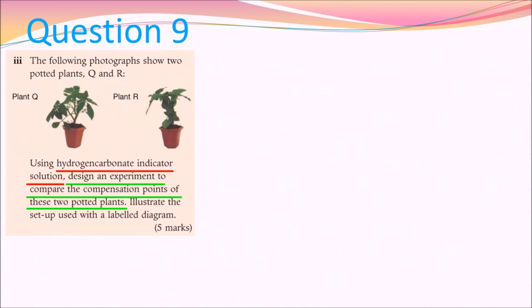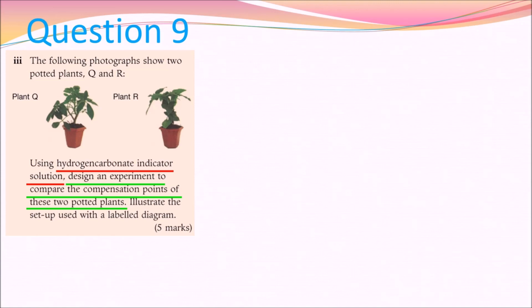So for the last part, this question is talking about the design of the experiment. No worry, I will show you all the steps one by one to think about it and then the answer. All you need to do is to understand and then copy. By using the hydrogen carbonate indicator solution, design an experiment to compare the compensation points of these two potted plants. Illustrate the setup. That means you need to draw something with a labeled diagram. You also need to label.